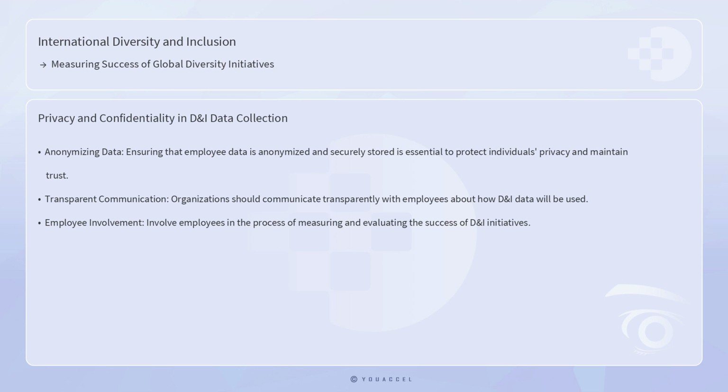Moreover, organizations must be mindful of privacy and confidentiality concerns when collecting and analyzing D&I data. Ensuring that employee data is anonymized and securely stored is essential to protect individuals' privacy and maintain trust. Additionally, organizations should communicate transparently with employees about how D&I data will be used and involve them in the process of measuring and evaluating the success of D&I initiatives.